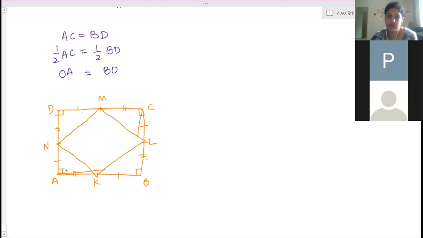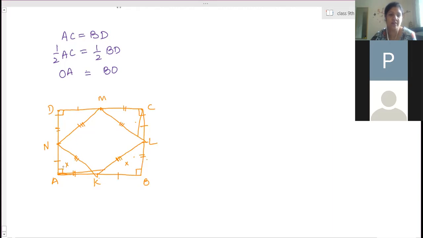Okay, ma'am. Then you can prove congruency between this triangle and this triangle. This side is equal to this side. AK is equal to BL. KB is equal to AN. And angle A and angle B are 90. So therefore SAS criteria, these two triangles are congruent. So therefore this side KL is equal to KN. Similarly, here also you can prove this side is equal to this side. And again, if you prove these two, all sides you will get equal. Clear?